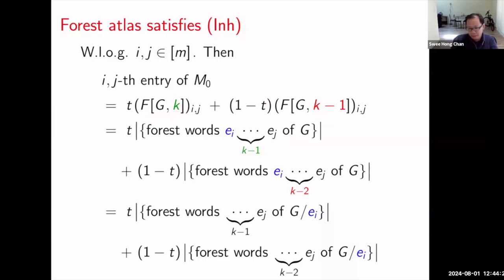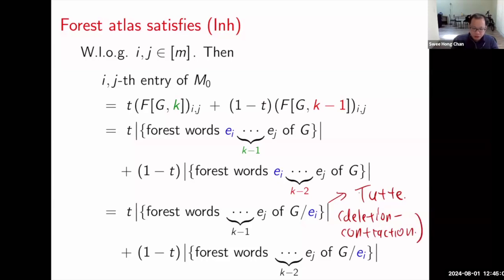And now here is the important step. You see that any forest word of G that starts with e_i corresponds to a forest word where you remove e_i, but now you evaluate it with respect to the matroid of the graph G over e_i, the contraction of G with respect to e_i. This idea you can argue goes all the way back to Tutte, where you use this to define the deletion-contraction recurrence for the Tutte polynomial. Deletion-contraction recurrence, right?